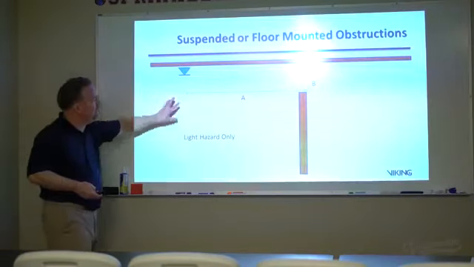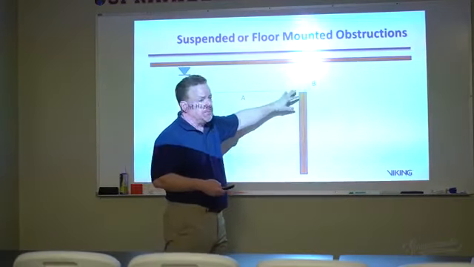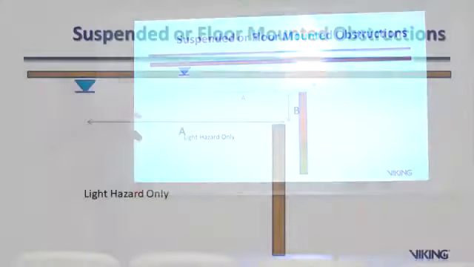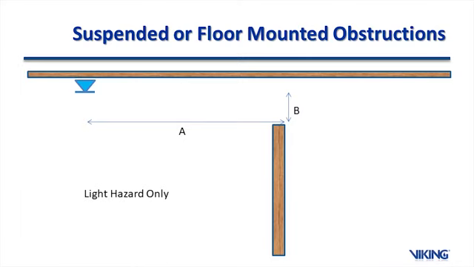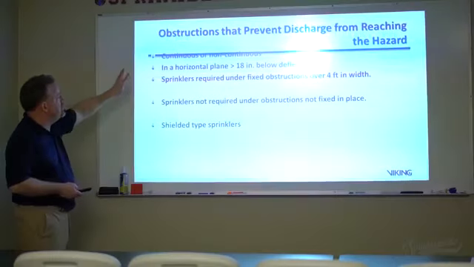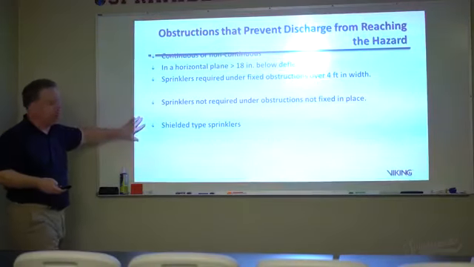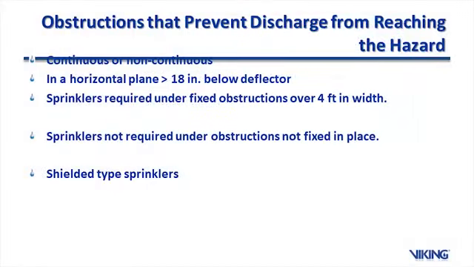And these, for light hazard only, these distances become greater now. All right? The distance between the B and A now changes because it's extended coverage sprinklers. Continuous and non-continuous, same rules. Okay? Sprinklers are not required under obstructions that are not fixed in place. Sprinklers are required under that. Shielded type sprinklers may be necessary if they're being used at a lower level, just so that they'll operate.